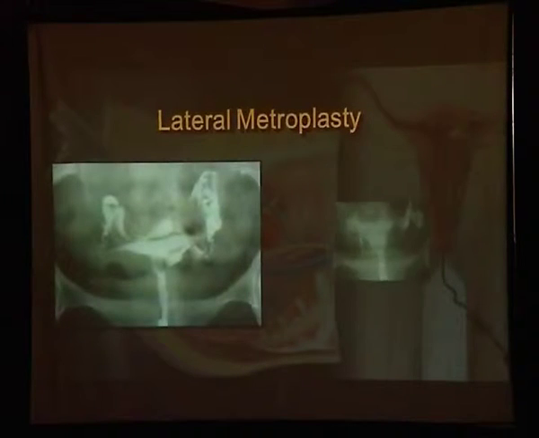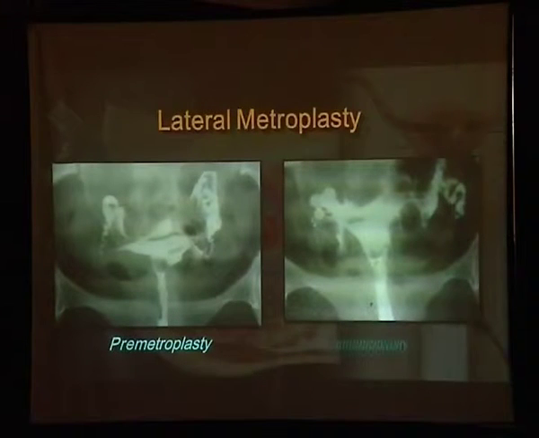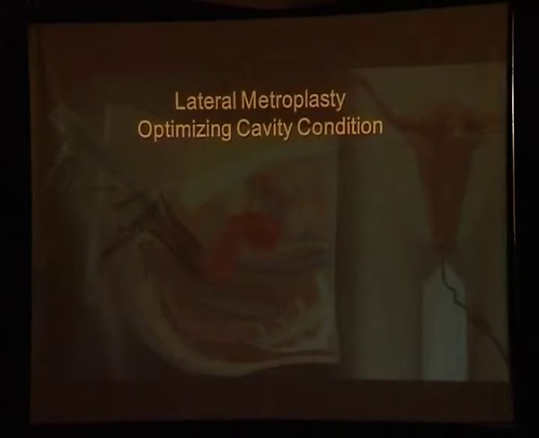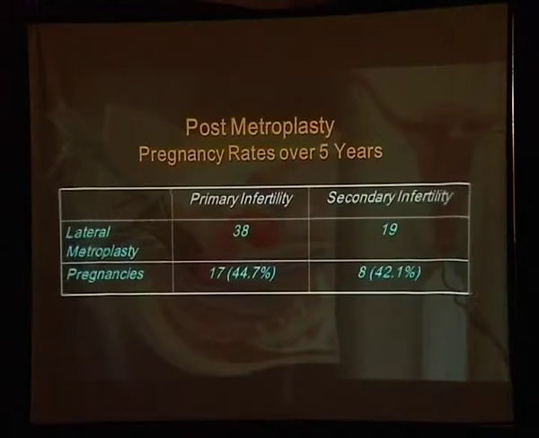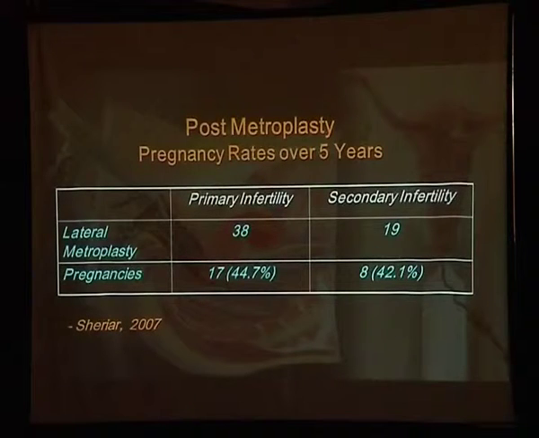This is called lateral metroplasty, pre-metroplasty and post-metroplasty. Lateral metroplasty increases the uterine cavity size by 20% in 22 cases. A comparison study was done: post-metroplasty pregnancy rate achieved was 44% in primary infertility and 42% in secondary infertility, according to Serial 2007.